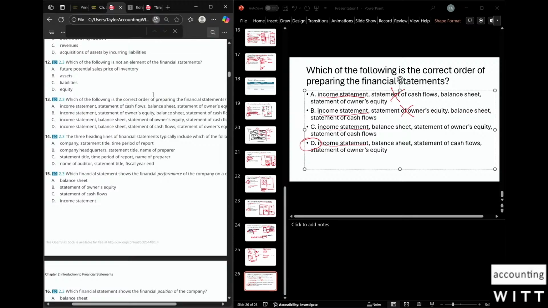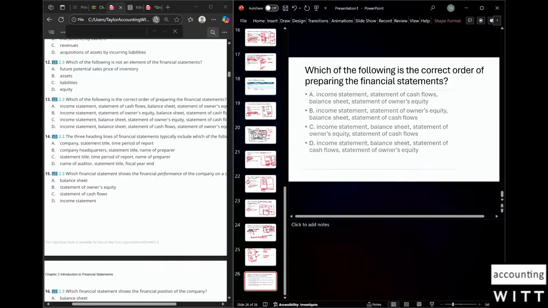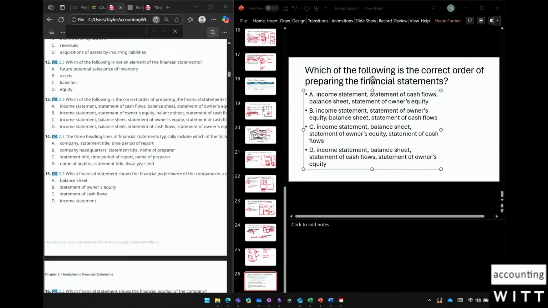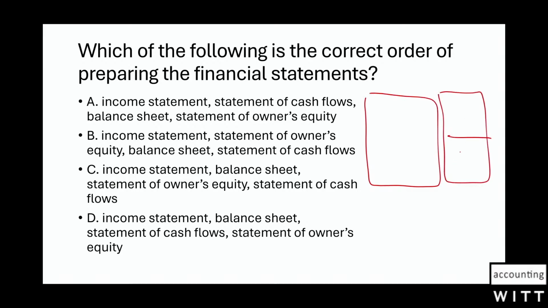Correct order of preparing. I mean, let's just think about where the dependencies are. Let's delete all this. Well, okay. Here's probably what it's getting at. You can't create the balance sheet. All right, I think I know what it's wanting. Okay, so the income statement flows into the balance sheet. So that has to be first.